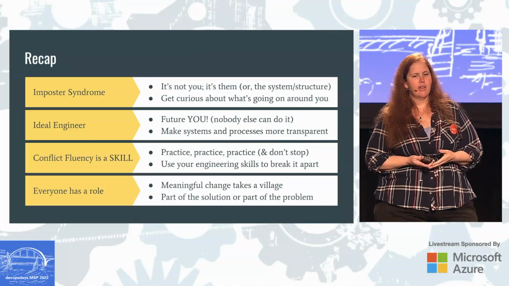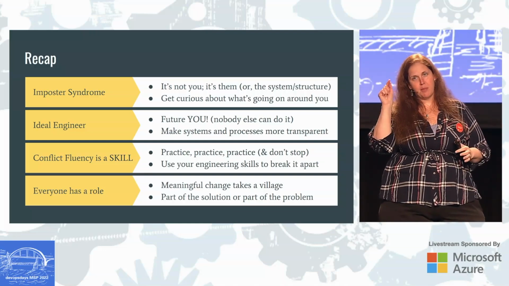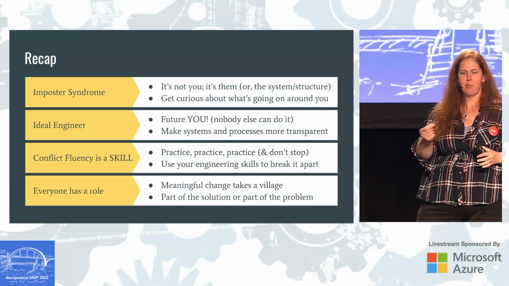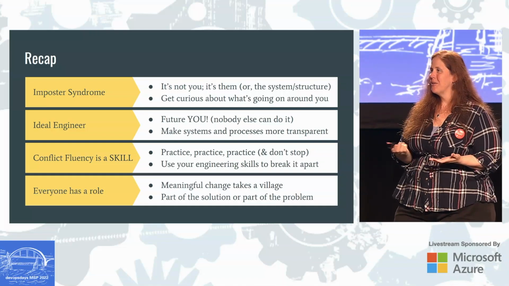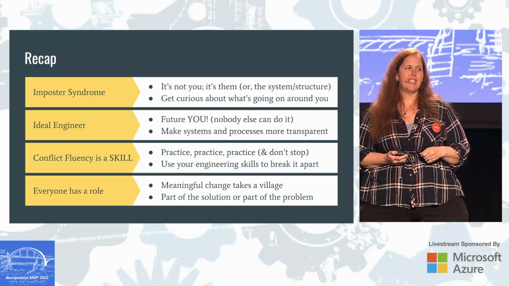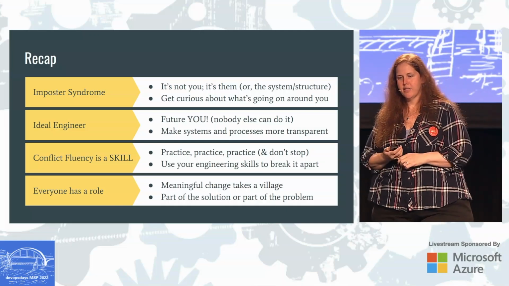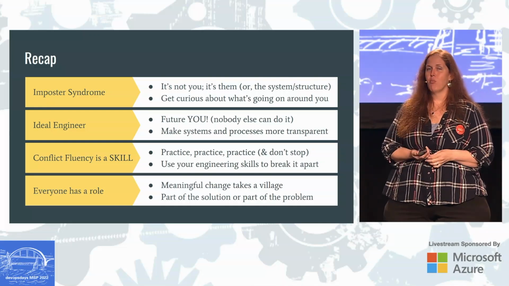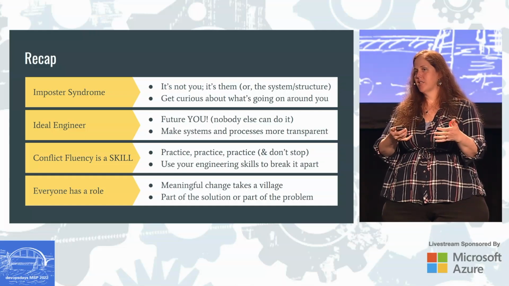And so to recap a little bit, imposter syndrome, it's not you, it's them, or the system or the structure, but people are systems and structures. People create and maintain systems and structures, so they don't get to be exempt from them. And get curious about what's going on around you. And that ideal engineer, who is that? Please, if you walk away with one thing, make sure that ideal engineer is a future you. Nobody else, future you. Otherwise, you're destined to fail. Conflict fluency is a skill, not something that you're born with. It takes practice and more practice, and you can learn it. Use those engineering skills that you already have and bring those to the table.